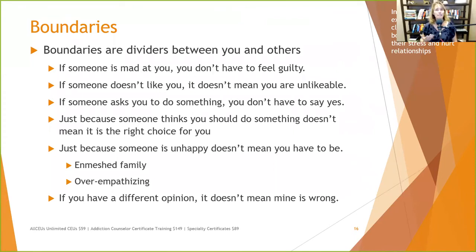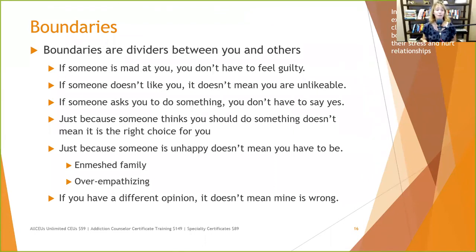If you grew up in an enmeshed family, a lot of times, especially in an addicted family, you felt however the addict felt. So if that person was having a bad day, nobody better be laughing. This is also true with over-empathizing. As clinicians, we empathize all day long, but when you over-empathize, it's almost like you get stuck in that feeling with the person and you can't get out of it.